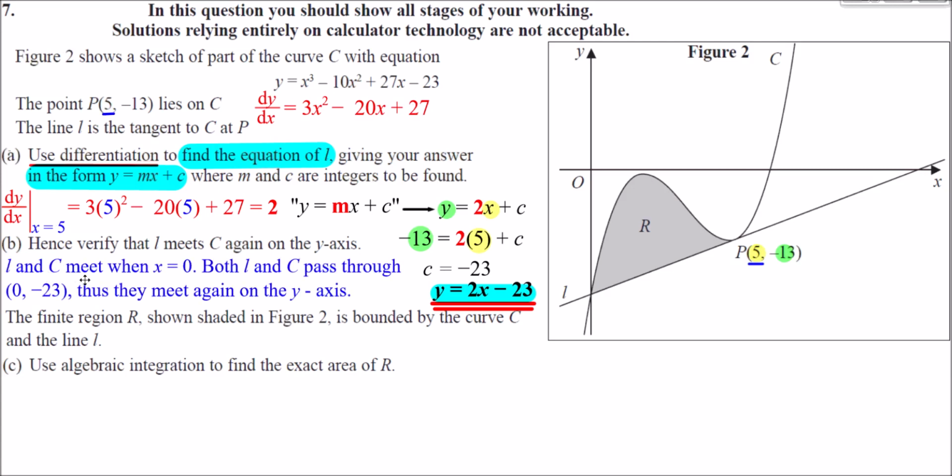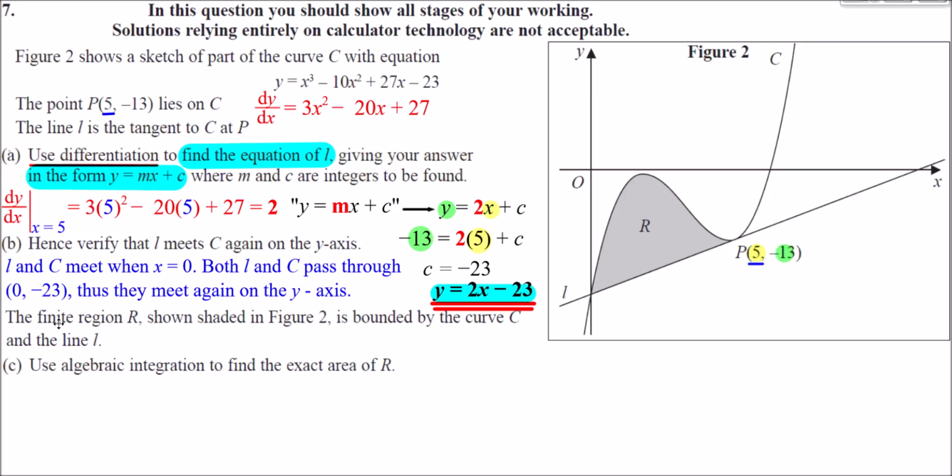So something like this would suffice. L and C would meet when x equals 0. Both L and C pass through (0, minus 23). Thus, they meet again on the y-axis. This is another way of saying they do meet on the y-axis because this is a shared y-axis intercept.